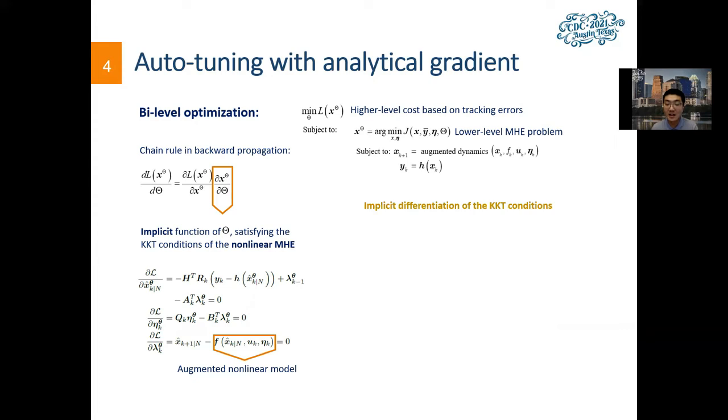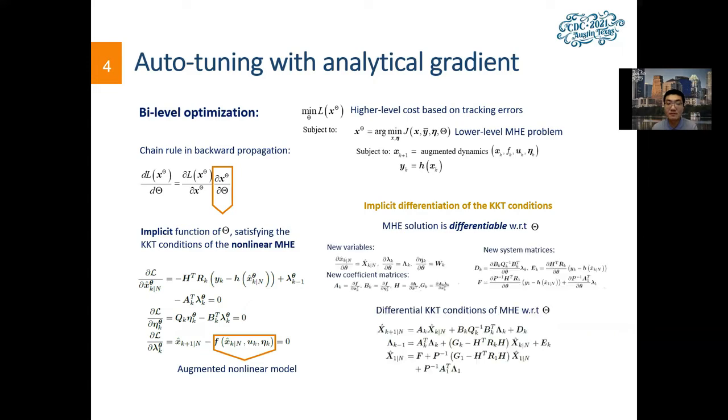We address this challenge by implicitly differentiating the KKT conditions of the lower level MHE problem. This implies that the MHE solution is differentiable with respect to theta, and this is why the proposed algorithm is called differentiable moving horizon estimation. By defining new variables and matrices, the differential KKT conditions can be obtained.